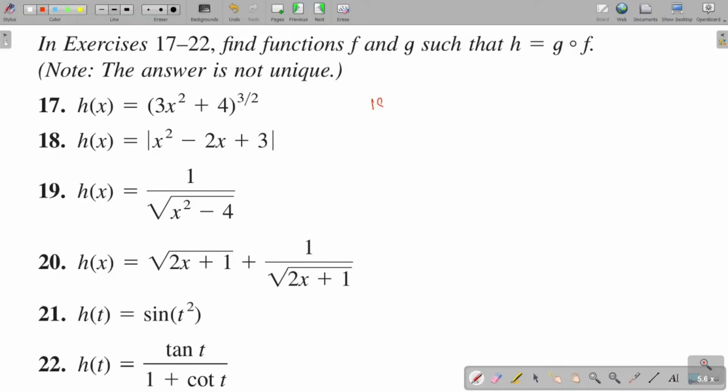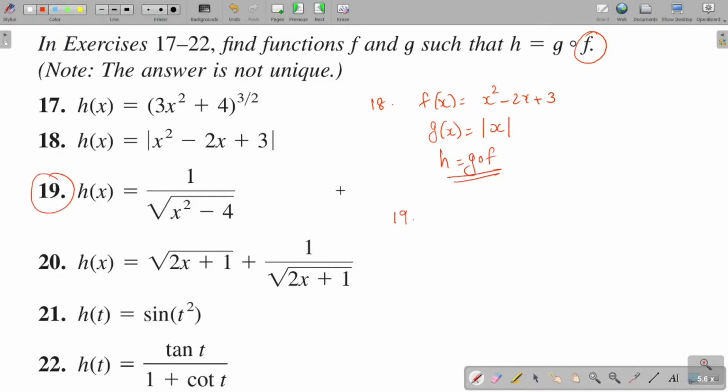Similarly, you can perform the 18th problem. Here, you have to check what operation you will do first. So when you are asked to find h of something, you have to perform the quantity x square minus 2x plus 1 first. Then you will take the modulus of that quantity. So you have to define the first operation you have to perform as the formula for f. So define f of x equals x square minus 2x plus 1 and g of x as modulus of x. Then you have to verify that h is equal to g composite f.